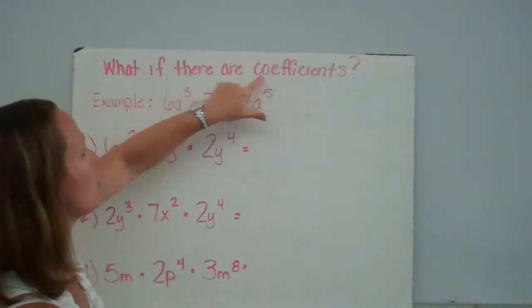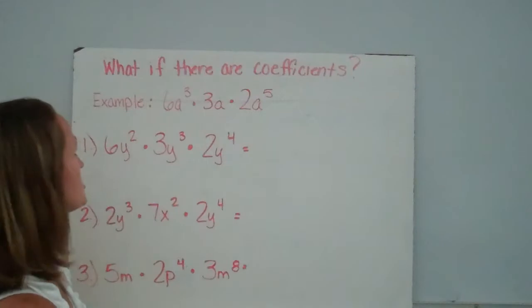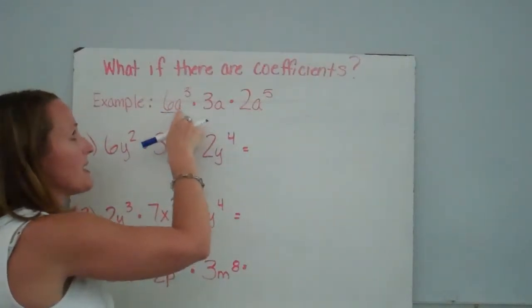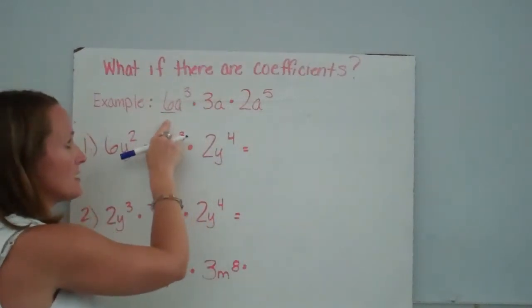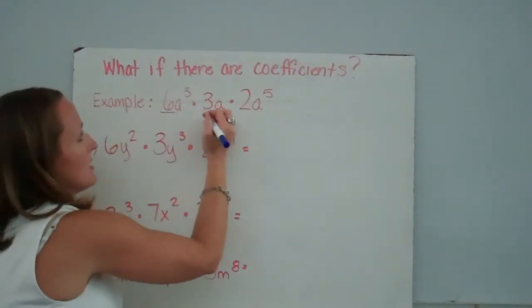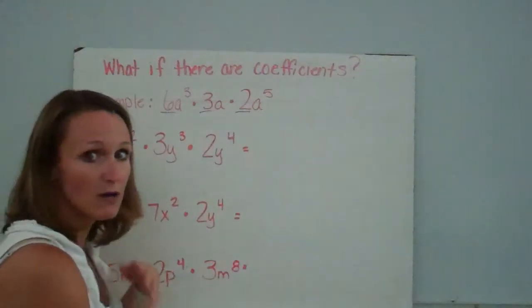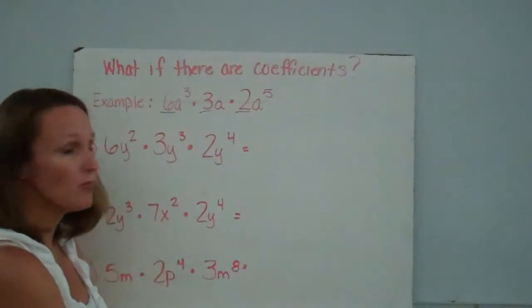What happens if there are coefficients? What is a coefficient? A coefficient is this number right in front. You know this is the base and this is your exponent. This number in front is a coefficient. So here we have 6 as a coefficient, 3 as a coefficient, and 2. We have 3 coefficients. Well, if there's coefficients, you multiply them.